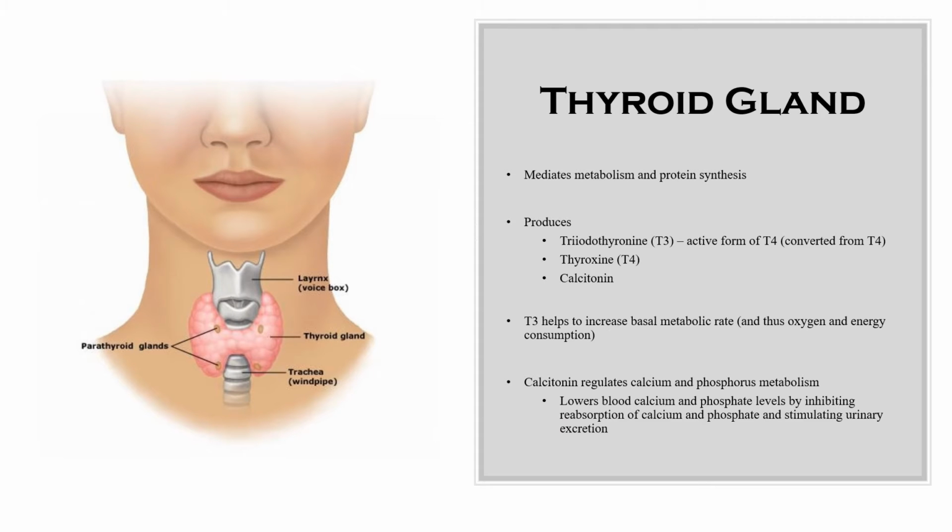So moving on, the thyroid gland mediates metabolism and protein synthesis. It produces three types of hormone. It produces triiodothyronine, which is T3, and thyroxine. Triiodothyronine is actually just the active form of thyroxine, or T4. And then it also produces calcitonin. So T3, as the active form of T4, helps to increase basal metabolic rate, and so that also increases oxygen and energy consumption. Calcitonin, on the other hand, regulates calcium and phosphorus metabolism by lowering blood calcium and phosphate levels. The way it does this is by inhibiting the reabsorption of calcium and phosphate and stimulating urinary excretion.